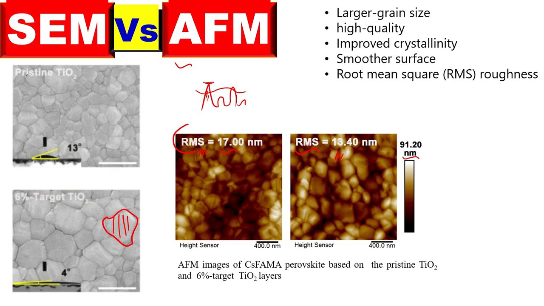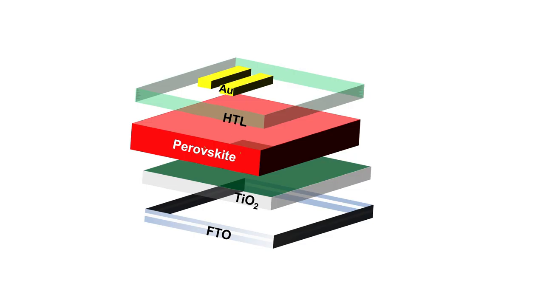So in this case, we have two samples. One is basically the pristine titania, another one is basically the treated titania, which we call 6% target titania. Basically, we deposit perovskite on the top of this pristine titania and this modified titania. It is just like this here. This is basically the titania here, and on top of that we just deposit perovskite. In another case, we modified this titania here with 6% and then we deposit the perovskite.